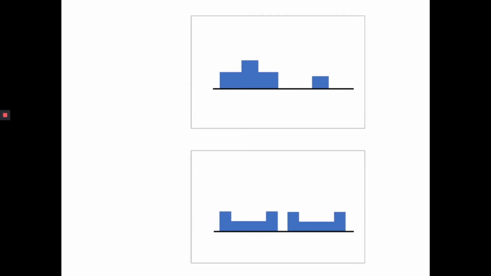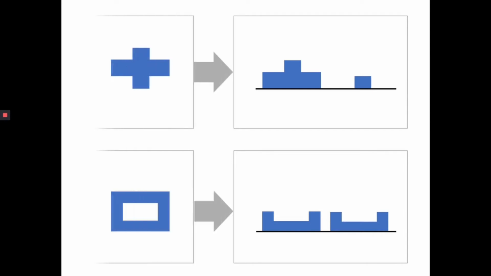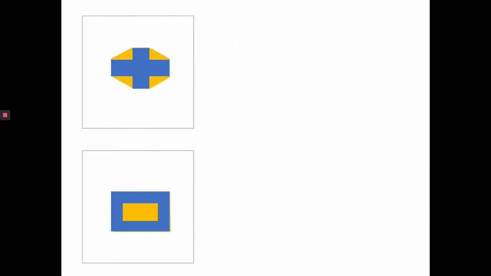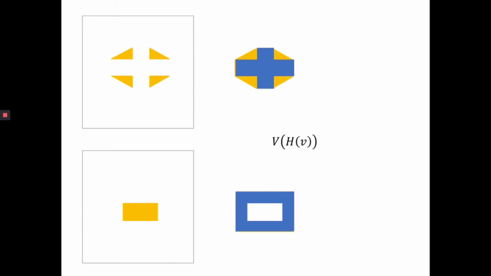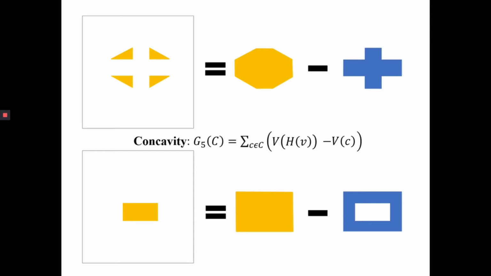To recognize the concave features on 3D models, we define concave spaces, which are the remaining spaces after subtracting the original model from its convex hull. A convex hull is the smallest convex envelope that contains a certain model. In the mathematical equation, it can be calculated by subtracting the volume of the part from the volume of the convex hull.